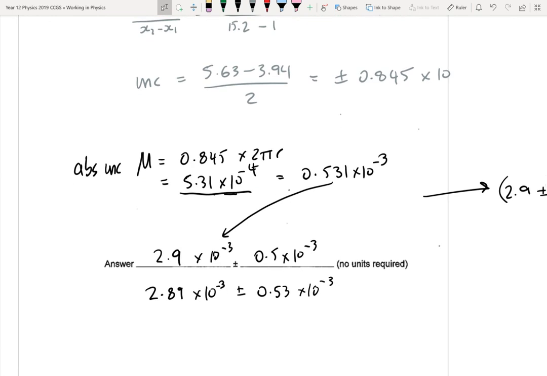It's got 2 numbers with a dot in the middle. Done. I've commented on the uncertainty. The uncertainty is 0.5.